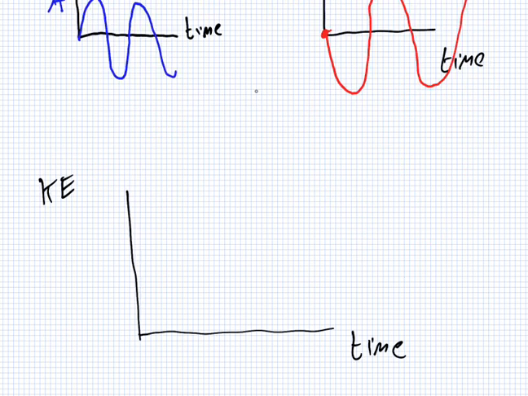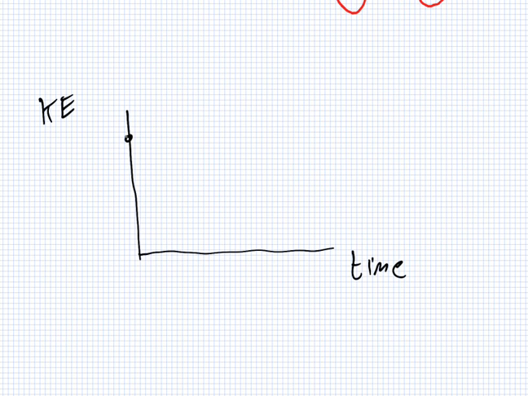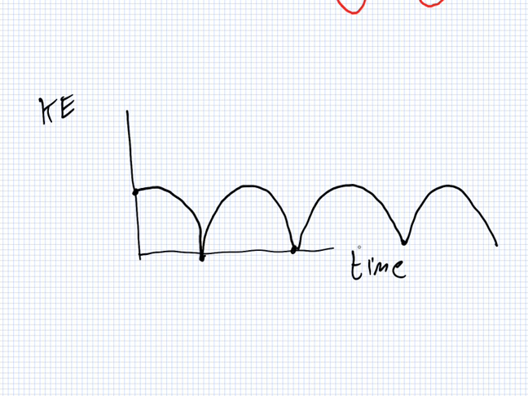So the graph would look like this. It would start really big, then would go down to 0. Ah, that's too quick. Try this again. Go down to 0. But it doesn't go negative. It can't be negative. It's just positive. So it goes down to 0 and then it goes back up. And so on. So this is what the graph of kinetic energy looks like.